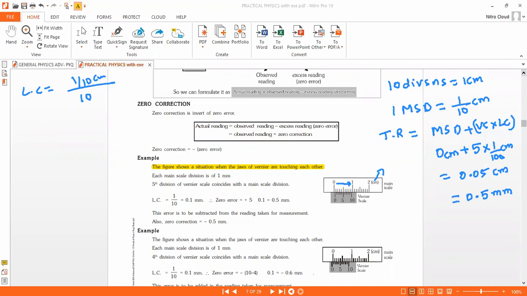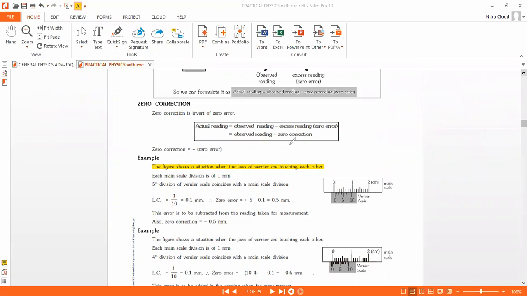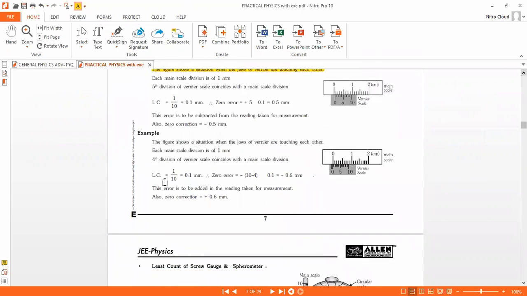Like this, we'll find the total reading first. And then next, here we are having the error. See, this is Vernier scale 0 before the main scale 0. That's why correction will be positive. In the other case, the Vernier scale 0 is after the main scale 0. That's why error will be negative.